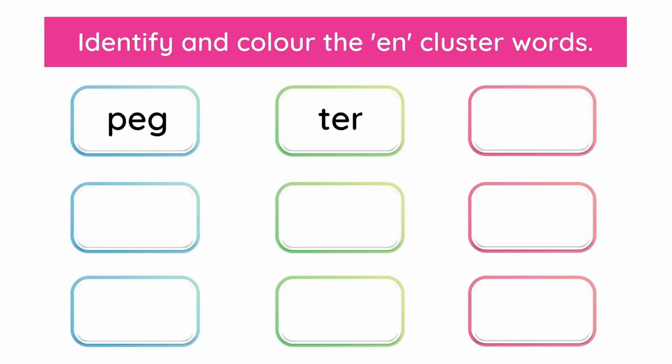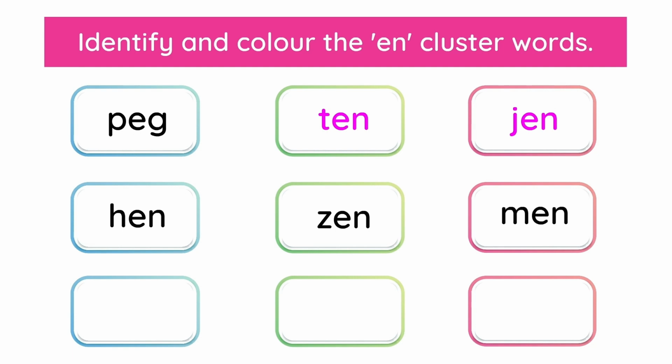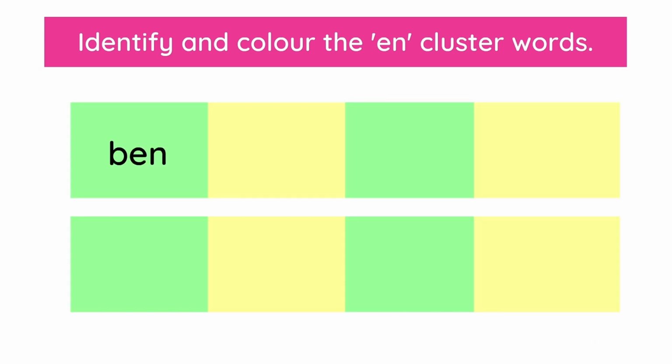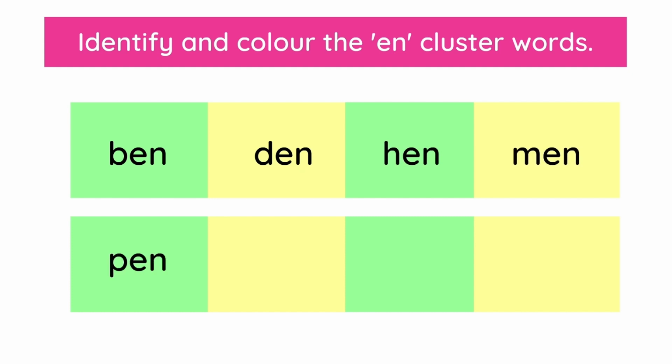Peg, ten, gen, ten, gen. Hen, zen, men. Yen, ken. Bed, yen, ken. Ben, den. Hen, men. Pen, ten. Gen, zen.